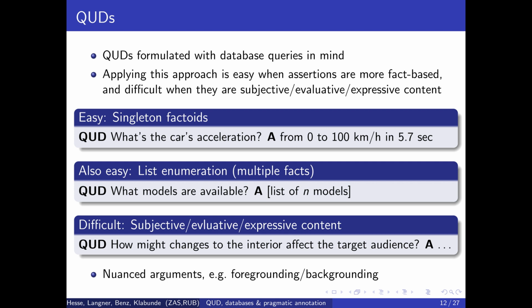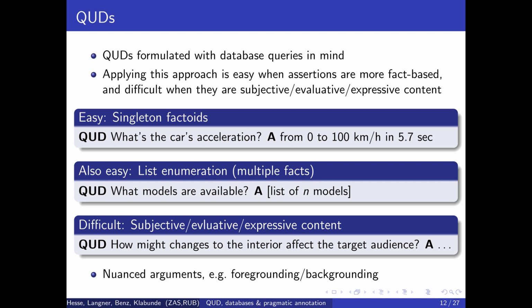So that could be something about an acceleration 0 to 100 kilometers per hour in 5.7 seconds, and then we could just formulate a QUD that says what's the car's acceleration. And it's very obvious that this type of QUD is easily mapped to a database query looking up the acceleration value in this case. Also easy is list enumeration. So that's just a case of multiple facts. Let's say there's a list of multiple models of a car. So we could just ask what models are available, and then we translate that to a database query that looks at all of the models of the car and retrieves that list, and that's just a list of n models, right? It's fairly straightforward.